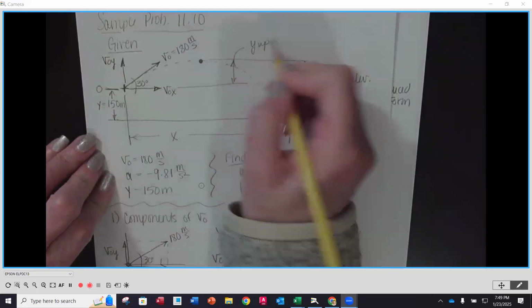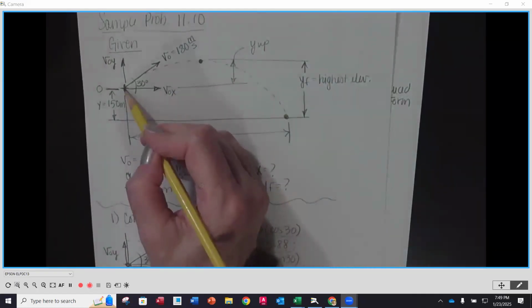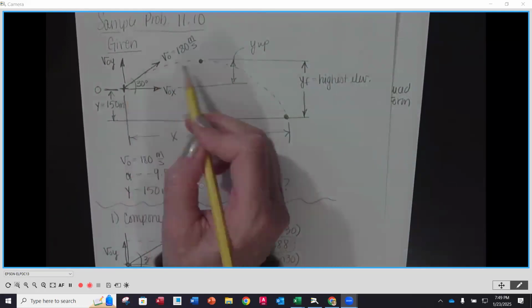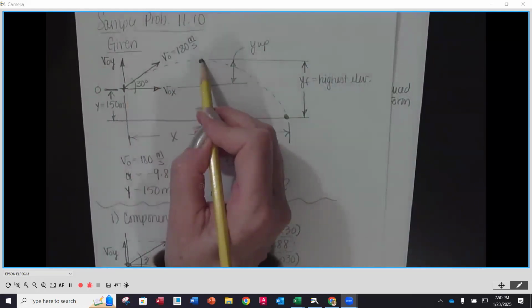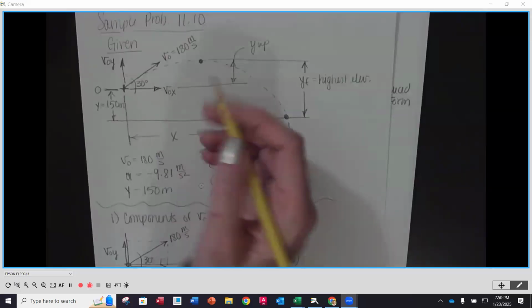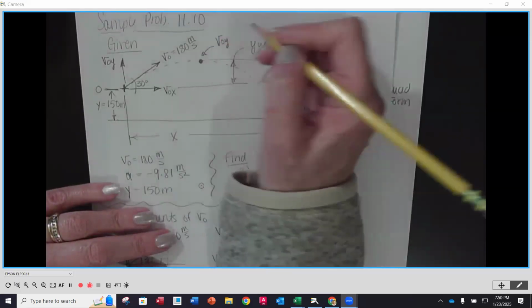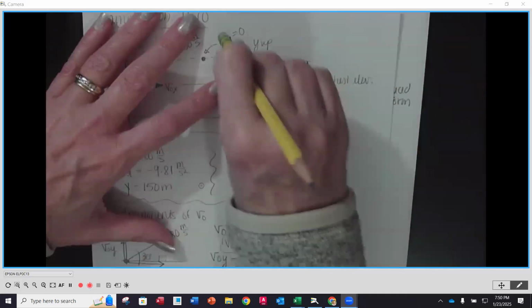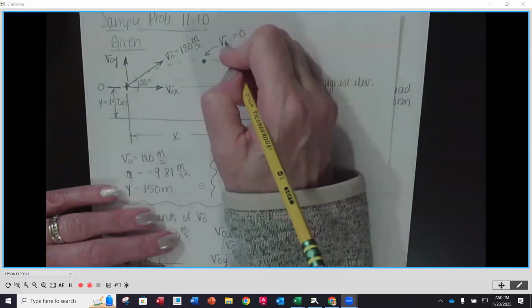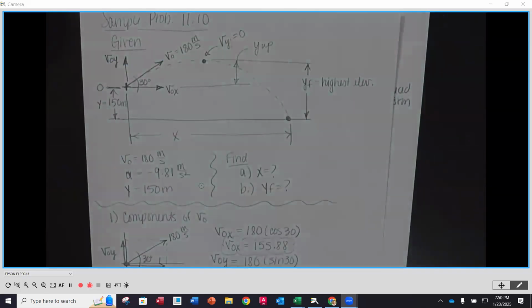I call this Y up. It's the Y value from where I start my projectile, and it goes to the very tippy top right here. We also know that at that very top position, our VY is equal to 0. It's like changing directions. That's the very highest it's going to be before it starts going right back down, that very instant between going up and going down.